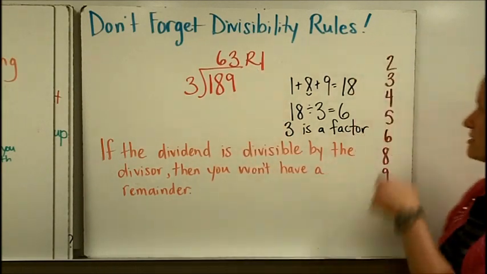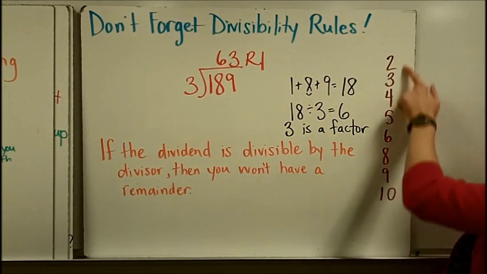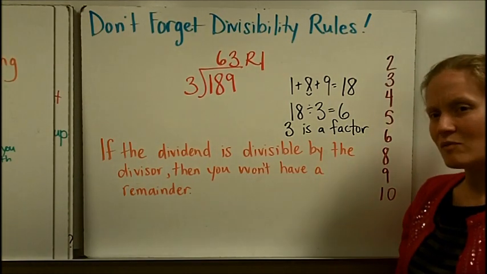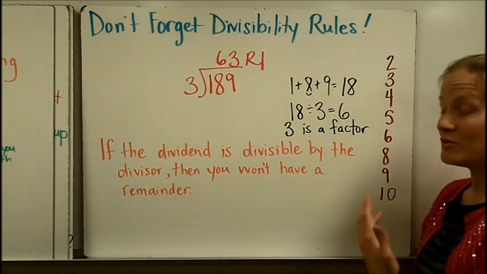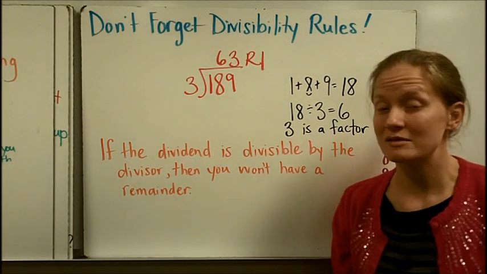So anytime your divisor is one of these numbers, think ahead of time to yourself, am I going to have a remainder or not, and use that to check the reasonableness of your answer.